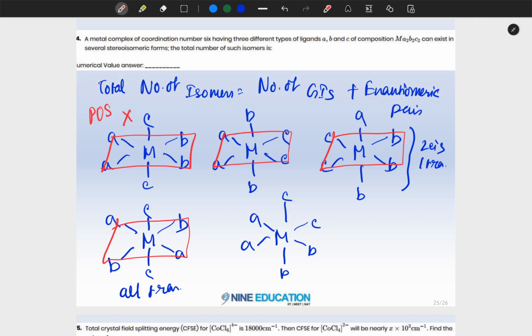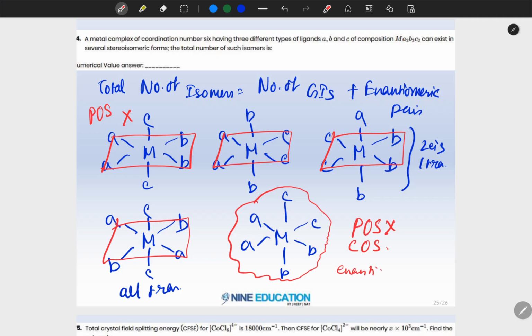In the last isomer, there is no plane of symmetry. There is also no center of symmetry. That's why it will exhibit optical isomerism. So obviously we will get enantiomers. One will be dextrorotatory, another one will be levorotatory. So obviously, how many non-optical isomers are there? 1, 2, 3, 4. And how many optical isomers are present? 2. So a total of 6 isomers are present. So that's why the correct answer should be 6.